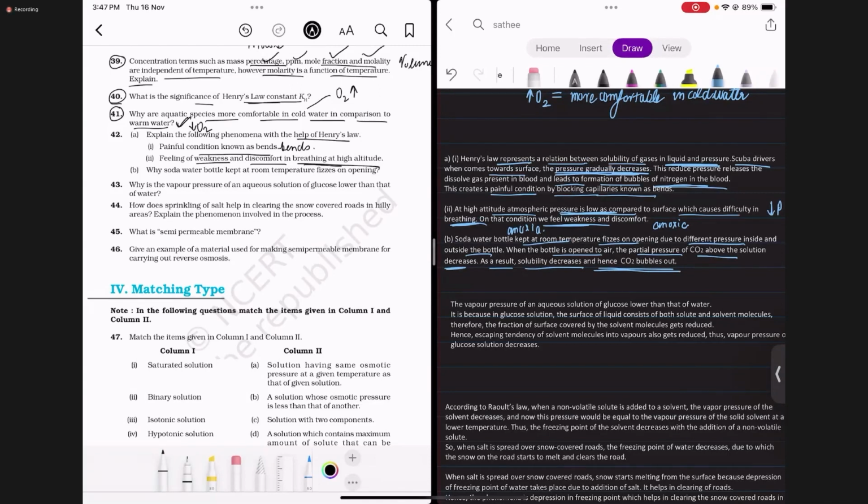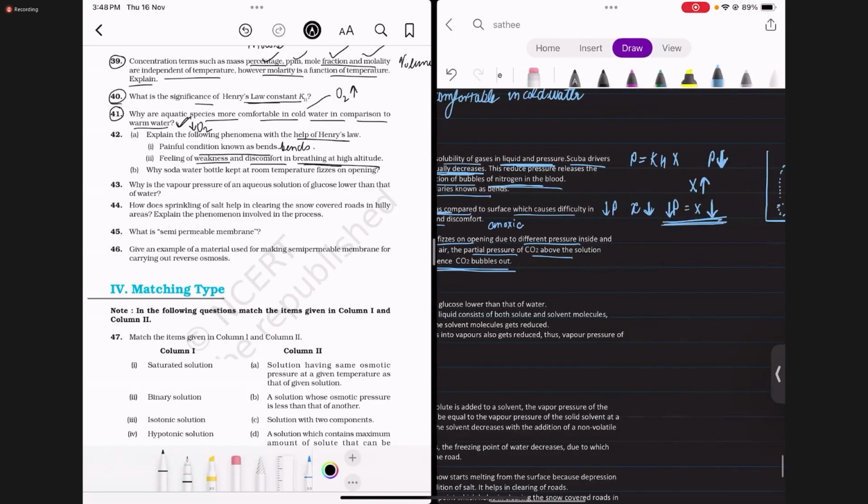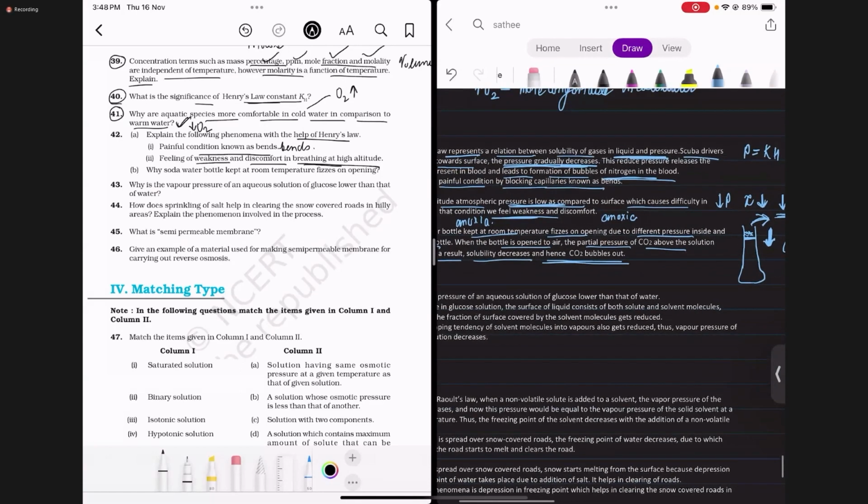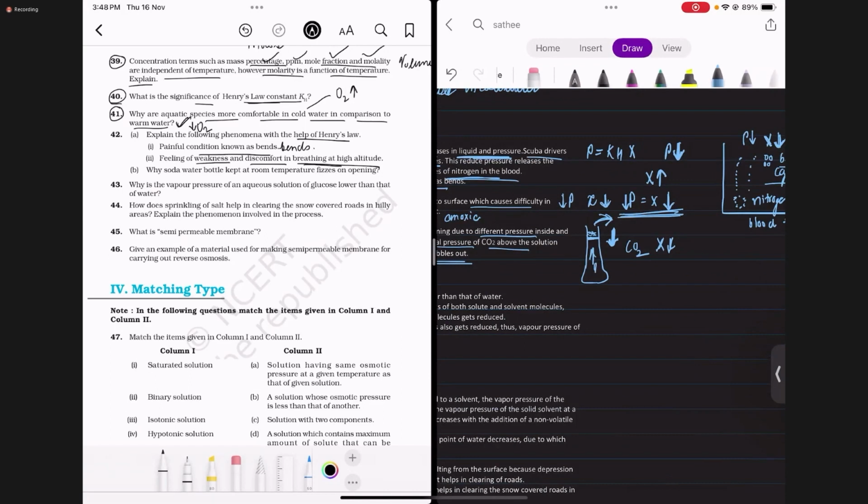So अगर हम सोडा वाटर बॉटल को रूम टेम्परेचर पे ओपन करेंगे तो CO2 का जो पार्शियल प्रेशर अबव द सॉल्यूशन है, that will decrease because CO2 is escaping out. So CO2 का पार्शियल प्रेशर डिक्रीज होगा अबव द सॉल्यूशन और उसके वजह से CO2 की सॉल्युबिलिटी भी डिक्रीज होगी. और बिकॉज द सॉल्युबिलिटी इज डिक्रीजिंग, CO2 जो सॉल्यूशन में है वो भी बाहर आएगा. So it will create a fizz.